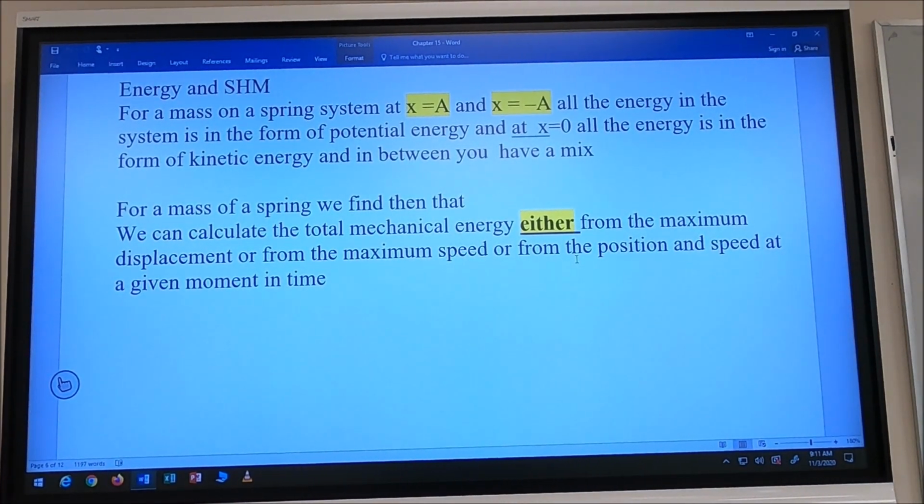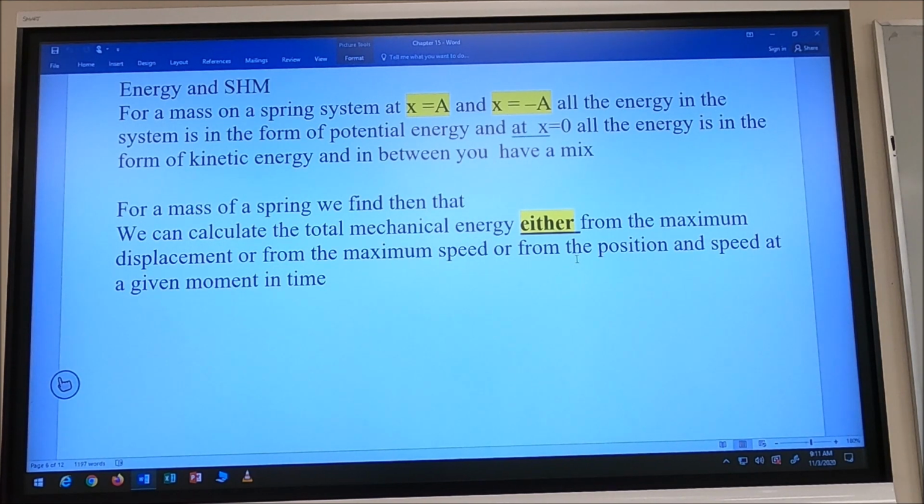Okay, for a mass on a spring at x equals A and x equals minus A, all the energy of the system is in the form of potential energy, because that's where the velocity has gone to 0. And remember, a spring force is a conservative force. Since it's a conservative force and we have no friction, we have conservation of mechanical energy. At x equals 0, all the energy is in the form of kinetic energy. And in between the maximums, x equals A and x equals minus A, and 0, we have a mix of energy in the system. Some of it's kinetic and some of it's potential.